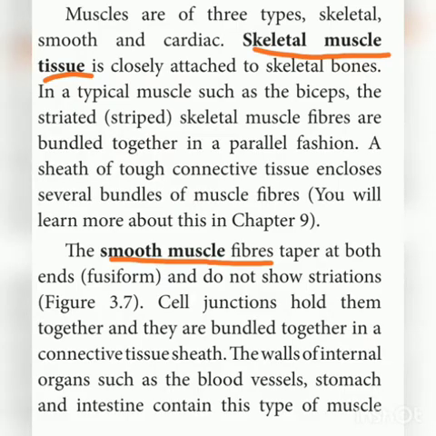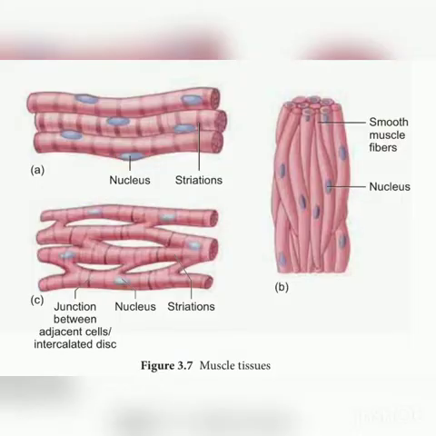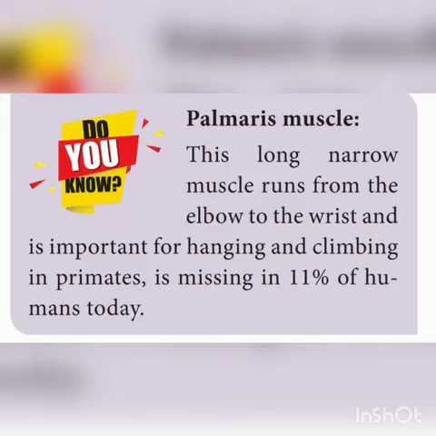So explain the various different types of muscle tissues. So muscle tissue is divided into 3 types: skeletal muscles, smooth muscles and cardiac muscles. So you have to explain skeletal muscle, smooth muscle and cardiac muscle, and you have to draw the diagram also. Practicalsல இதெல்லாம் வரும். Palmaris muscle னு ஒன்று இருக்குமா, ஸோ அதுவும் படிக்கணும்.